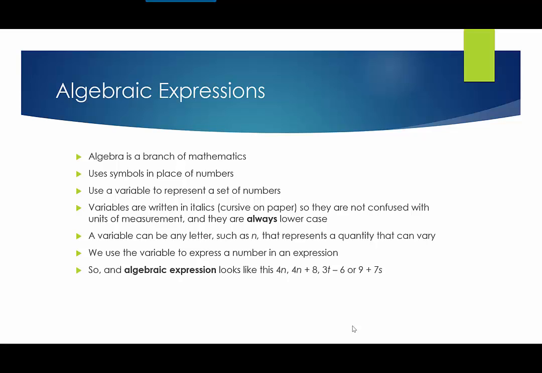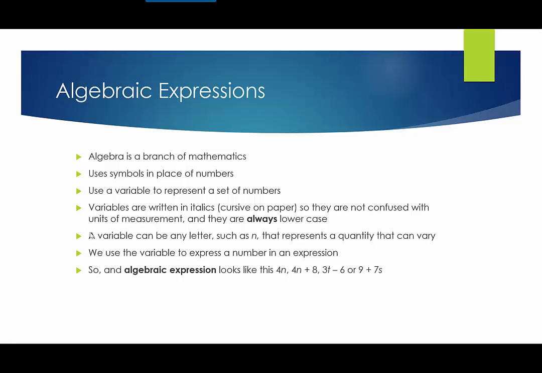Now, we use a variable to represent a set of numbers, or even one number. And variables are always written in italics or cursive on paper, so that they're not confused with units of measurement. And they are always, always, always lowercase letters. The reason that we use lowercase letters instead of uppercase letters is uppercase letters almost always represent a formula. So a capital A for area or a capital P for perimeter, as opposed to a lowercase p, which is a variable in an algebraic equation. So we want to make sure that when we're writing out our variables that we're always using lowercase.